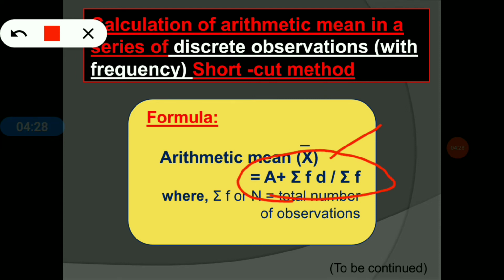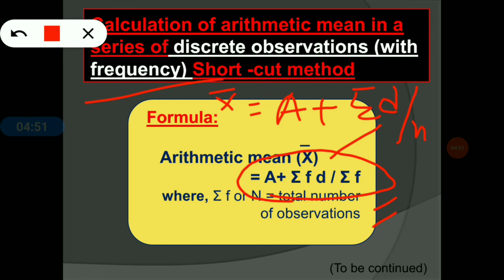Okay. So, in the case of without frequency, the formula of the shortcut method is x bar equals a plus summation d by n. But here we can see with frequency series, x bar equals a plus summation f d divided by summation f. That is the basic difference between with and without frequency. We all know that summation f or capital N are both the same and denote the total number of frequencies. Now move on to the next slide.